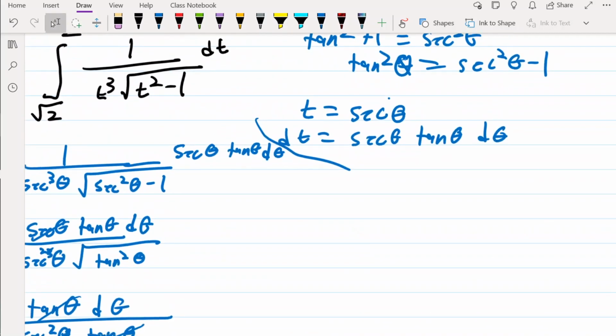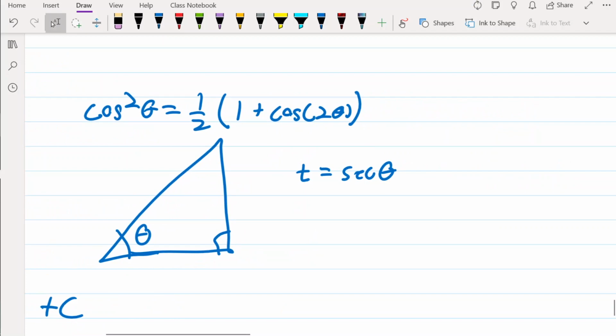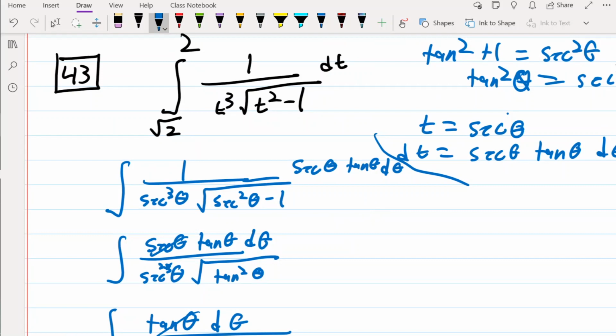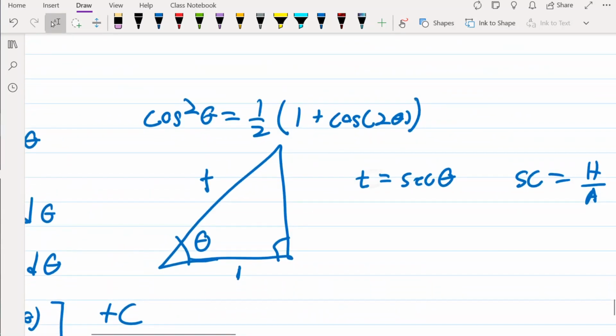And we had t equals secant of theta. And secant of theta is equal to h over a. So t is going to be our hypotenuse, and our adjacent is going to be equal to 1. Which, if we take a look down over here, is exactly what we're going to have for our opposite, which we can get through a squared plus b squared equals c squared.